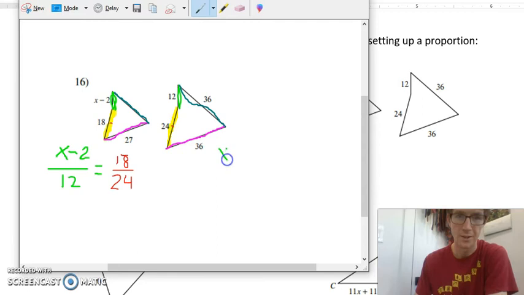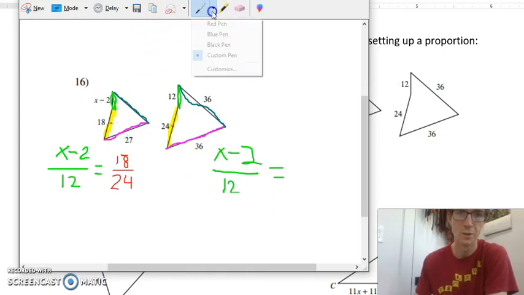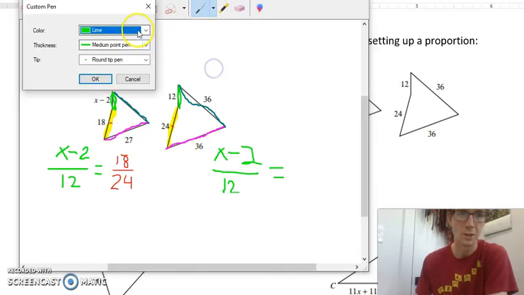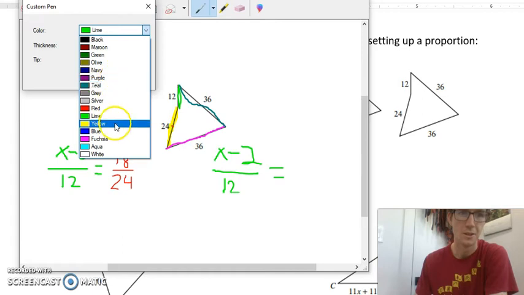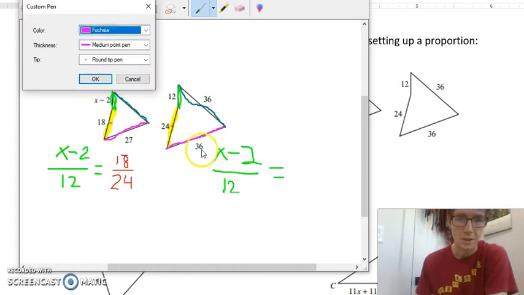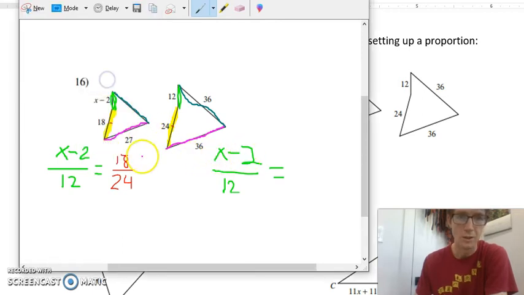You could just say x minus 2, same as before, all over 12 is equal to, instead, we could use the purple proportion. We could say it's equal to, well, let me just change my colors here, is equal to 27 over 36.